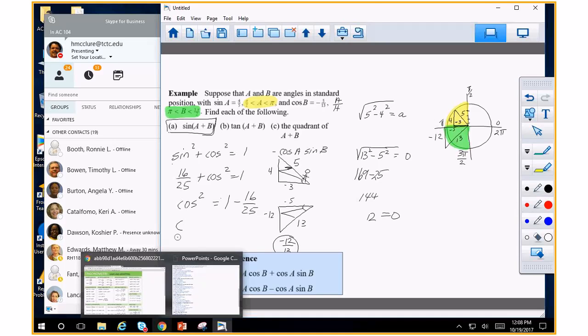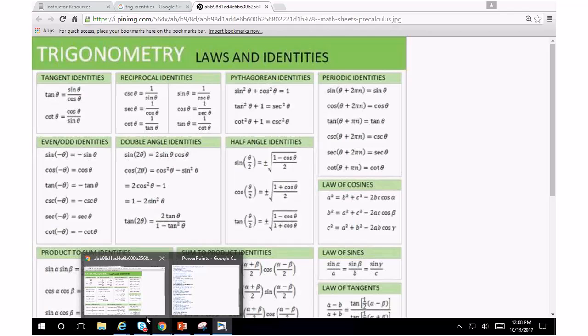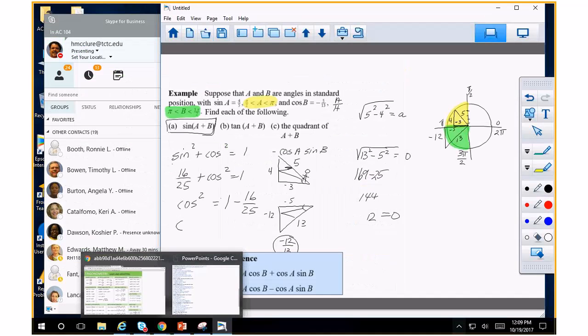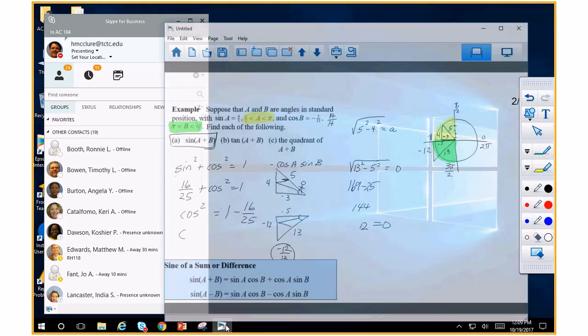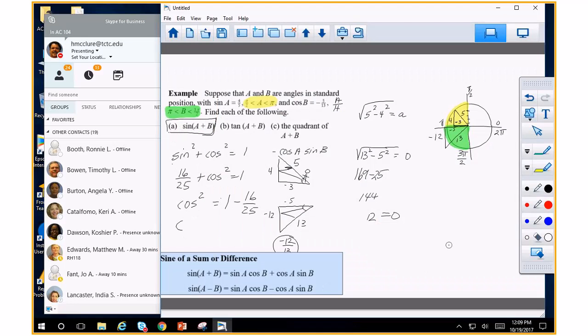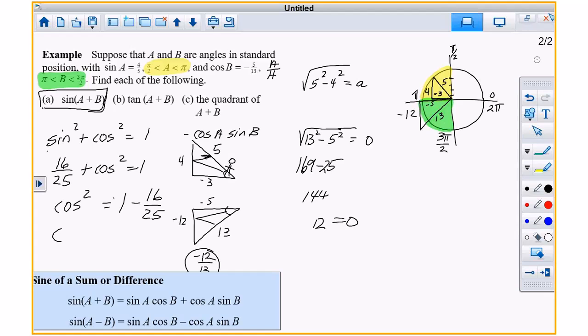Cosine squared. This board is driving me bananas. I'm sorry, but it's really getting on my nerves. It hasn't worked all day today. There. Now stay there. Now what was I writing? Yeah, there we go. Sorry about the technical difficulties.